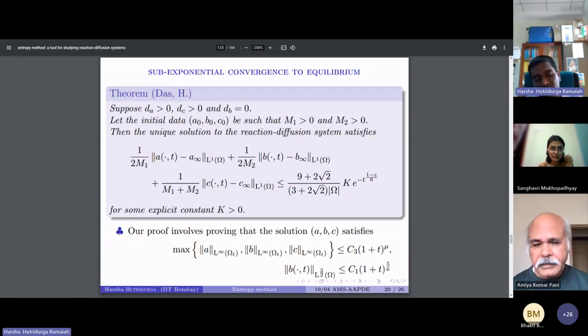Because in their case, the non-degenerate case, the solutions are uniformly bounded in L infinity. Okay. In both space and time.